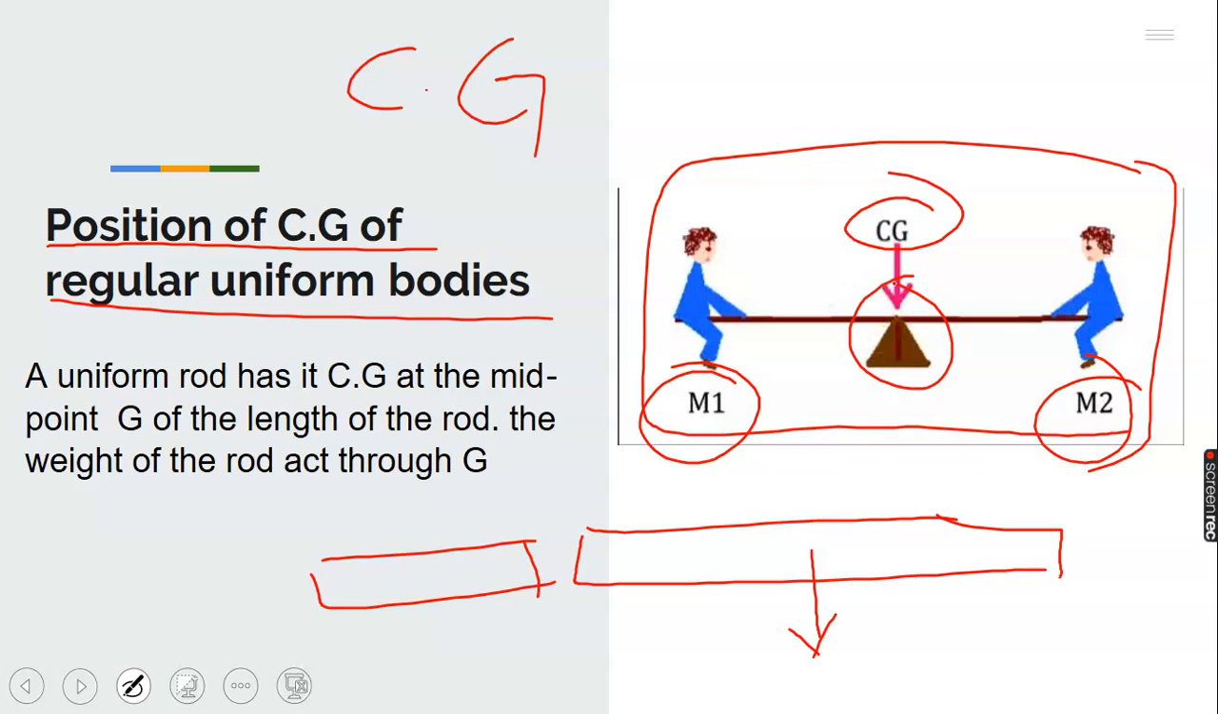Now, a uniform rod has its center of gravity at the midpoint G of the length of the rod. The weight of the rod acts through G. That is, it acts through the center of gravity. That is when you are using a beam. Example of this is a seesaw or a lever.